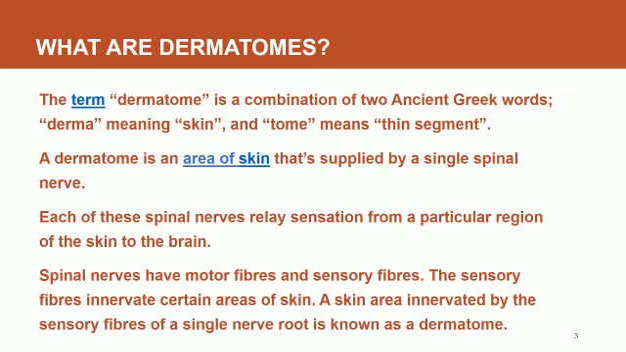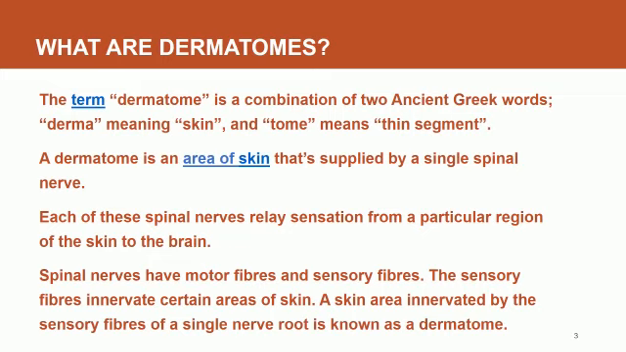The term dermatome is a combination of two ancient Greek words, derma, which means skin, and tome, which means thin segment. Dermatomes are names given to particular surface areas of our body. In our body, there are total 29 dermatomes, in which 7 are cervical, 12 thoracic, 5 lumbar, and 5 sacral.